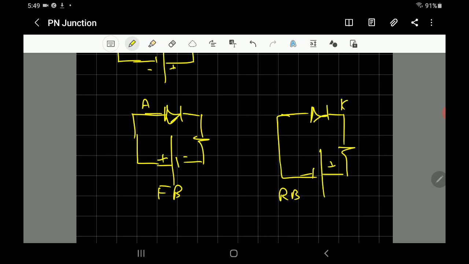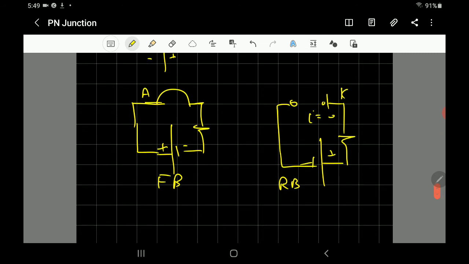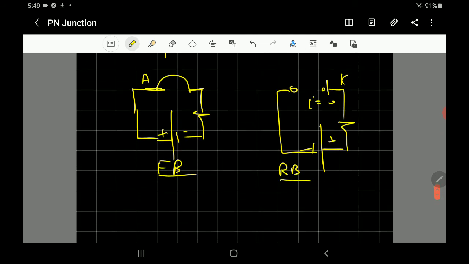Here, it will work as a short circuit. So you can represent the diode as a short circuit, a switch closed. In this one, with no conduction, you can represent it as an open circuit. And the current will be zero. That's simply how the diode operates.